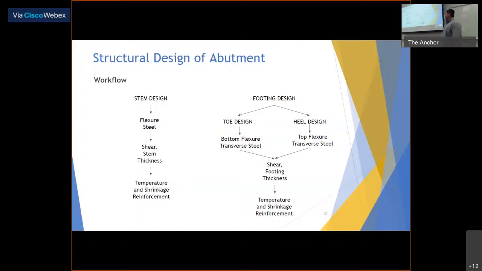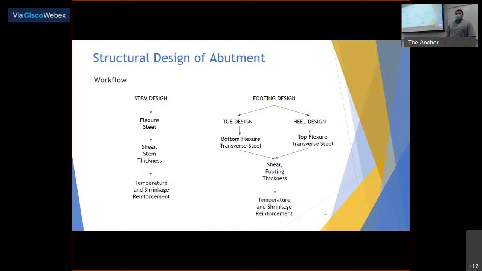Then after you design the stem, we designed the footing, right? The footing consists of the toe and the heel design. You design the bottom flexure transverse steel for the toe. Then you do the top flexure transverse steel for the heel. And for both of those, you generally just get one thickness and use it for both of them. You're not going to have two different thicknesses. Then we get the temperature and shrinkage reinforcement, right?